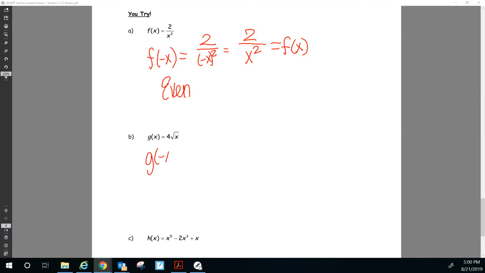When I plug in a negative x to this one, I get 4 times the square root of negative x. Well, can I take that negative out of the square root sign? No, we cannot do that, right? In fact, the square root of a negative number becomes what? An imaginary number, right? So this is not going to work. And so does it look exactly like g of x? No, it does not. Does it look exactly the opposite of g of x? No, because the negative sign's not out here. So this is a none of the above, a neither. Neither even nor odd.